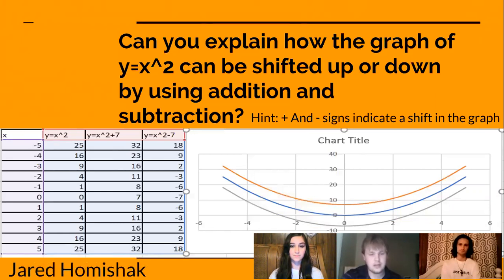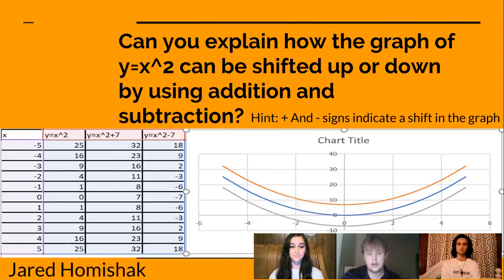You go from 7 to 8, that's a gap of 1, 8 to 11 is a gap of 3, 11 to 16 is a gap of 5, 16 to 23 is 7, 23 to 32 is 9. Likewise, it's going to be the same here for minus 7.